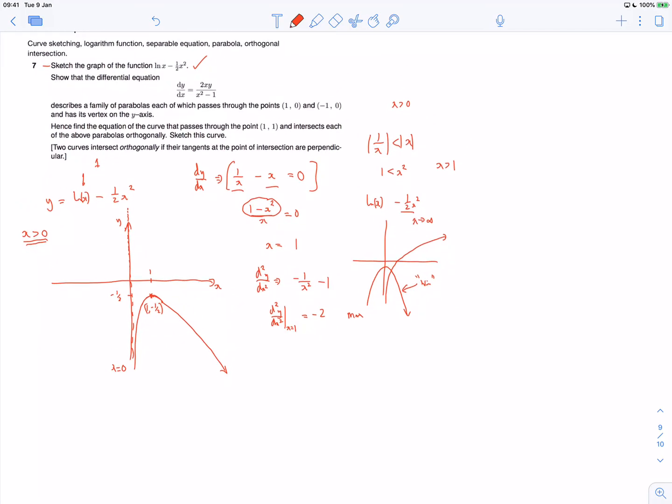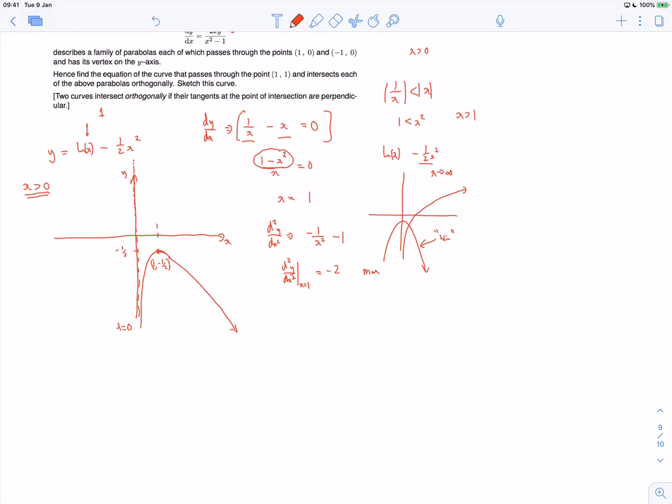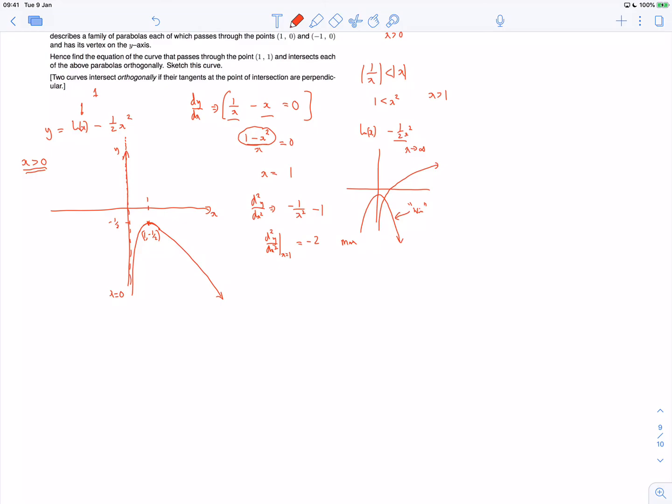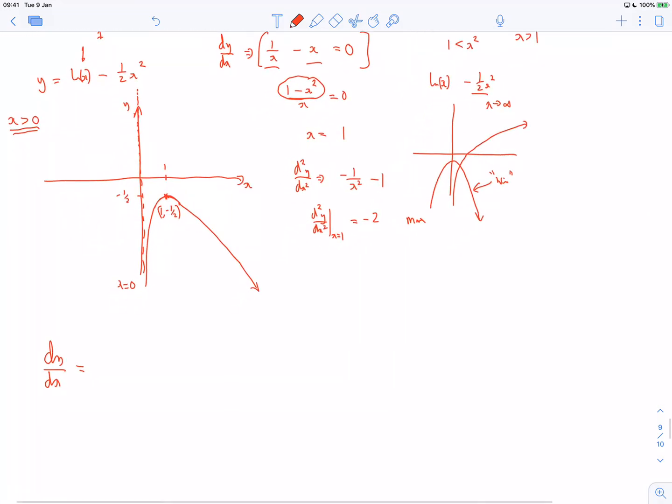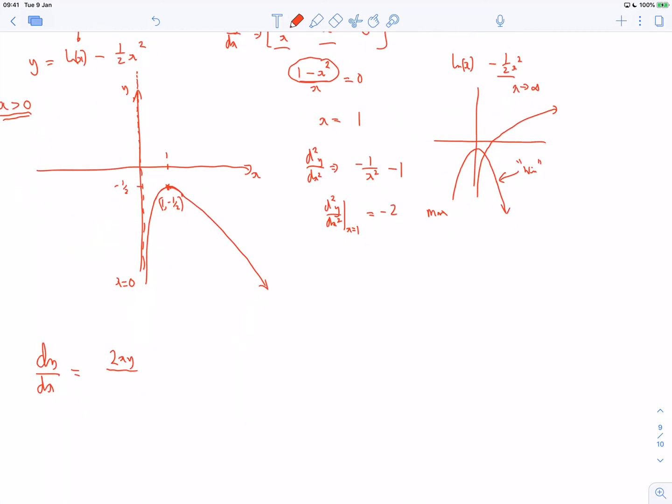Okay, what's going on here? Show that the differential equation describes a family of parabolas, each of which passes through the points (1, 0) and (-1, 0), and has a vertex on the y-axis. Okay, so here I feel is where the differential equation stuff comes in. So I've got dy by dx equals 2xy over x squared minus 1.